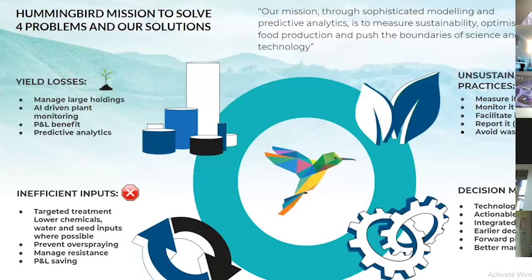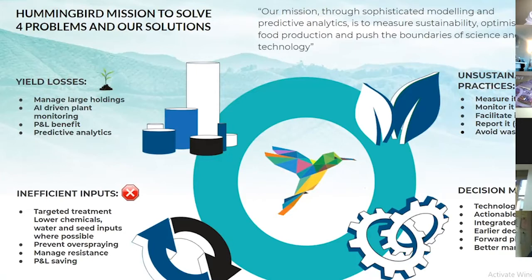So without further ado, Hummingbird Technologies is a data analytics company. We use a variety of imagery sources, dominantly satellite imagery, and that's the main one that we're going to focus on here today. We do also offer high resolution UAV imagery, which is more predominantly used in the fresh produce sector.